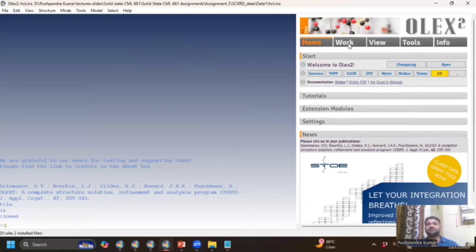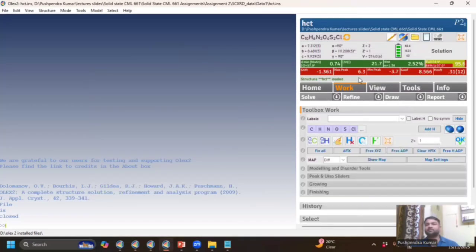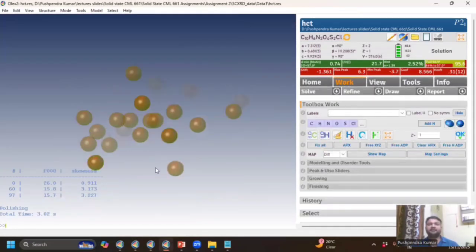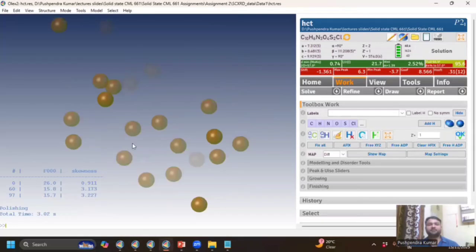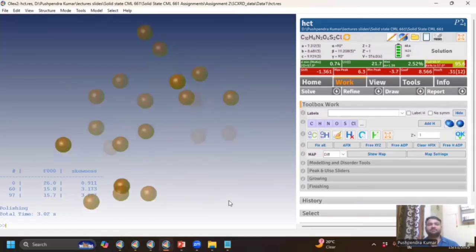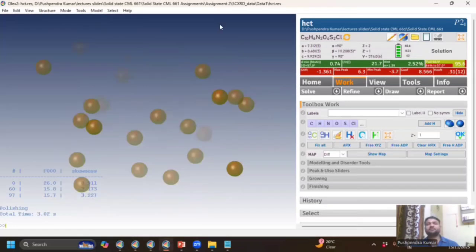As we click work, this type of window opens, and nothing is showing on the screen. As we click on solve, the electron density map will be visible on the screen. After solving, you can see that we find the electron density map, such that it is visible on the screen. To solve the structure with this software, we have to learn the basic idea.